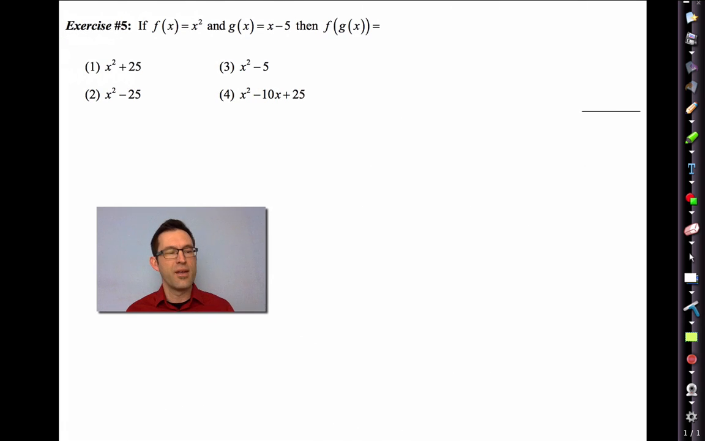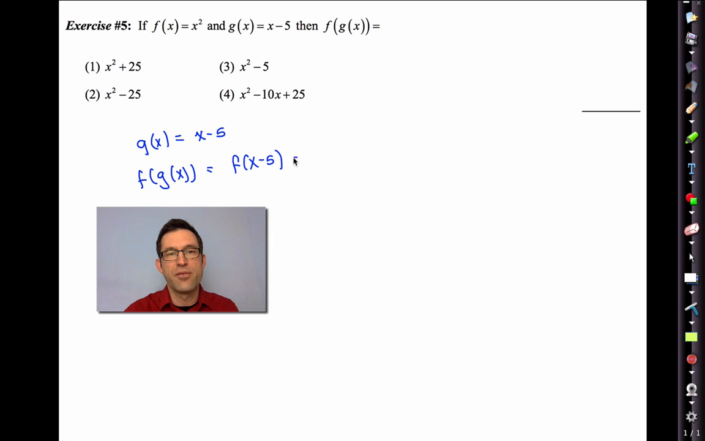Nice multiple choice. If f of x equals x squared and g of x is x minus 5, then what is f of g of x? Think about it a little bit. Well, this one's tricky on a variety of different levels, but you have all the math you need. Keep in mind that g of x is x minus 5. So f of g of x will be f of x minus 5. Now, what's f of x? It's take the input, which is x minus 5, and square it.